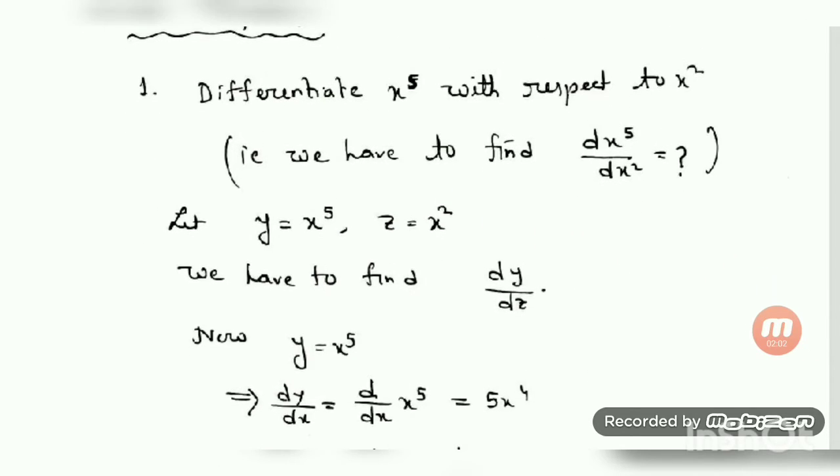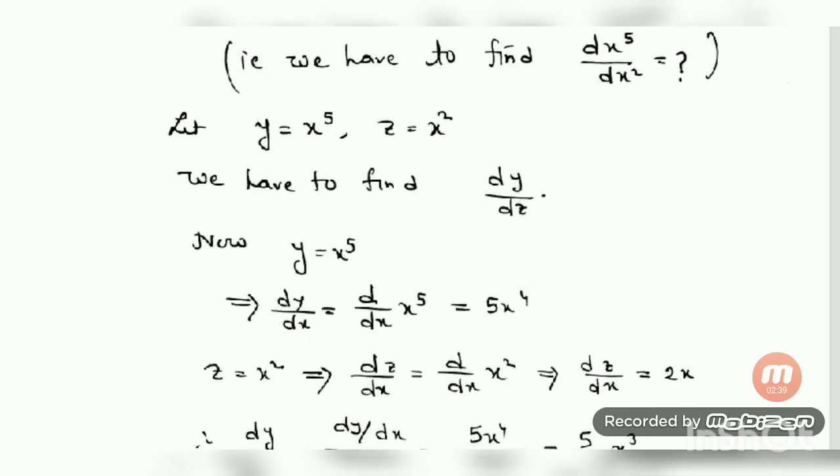So in this case, what to do? We have to now differentiate y, that is this one, with respect to z. That means your aim is to get dy/dz. So dy/dz can be found if I find dy/dx and dz/dx, and after that just divide. So we have considered y, that is x to the power 5, and differentiate y with respect to x, that is d/dx of y, which is d/dx of x to the power 5, and differentiating we get 5x to the power 4 by using the formula for x to the power n. Hope you understand it.